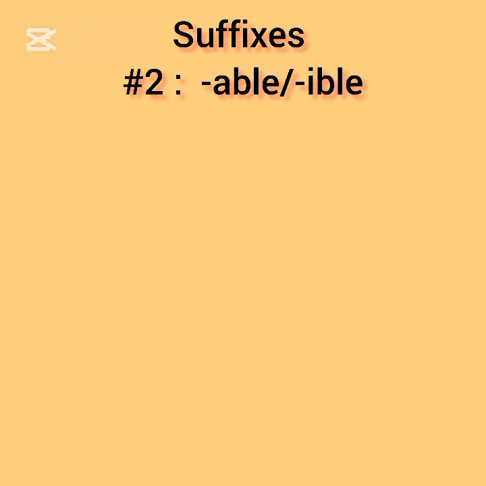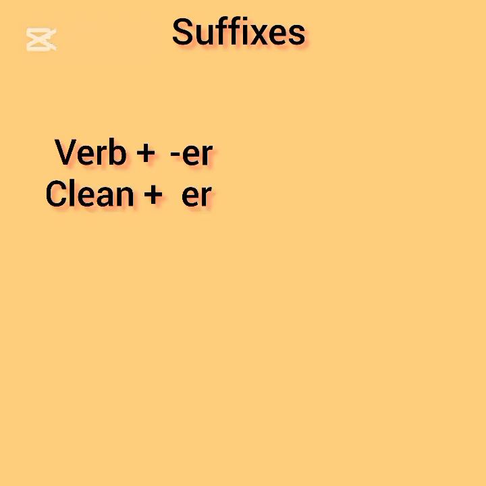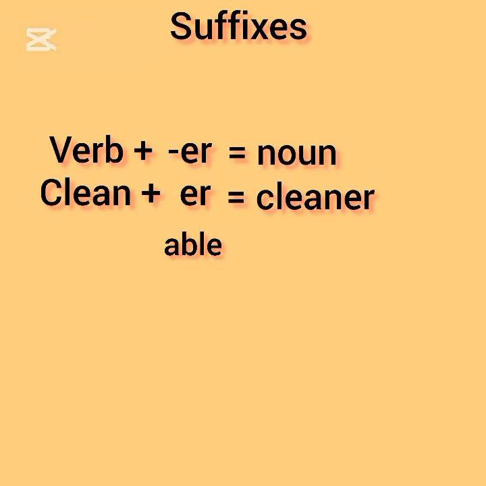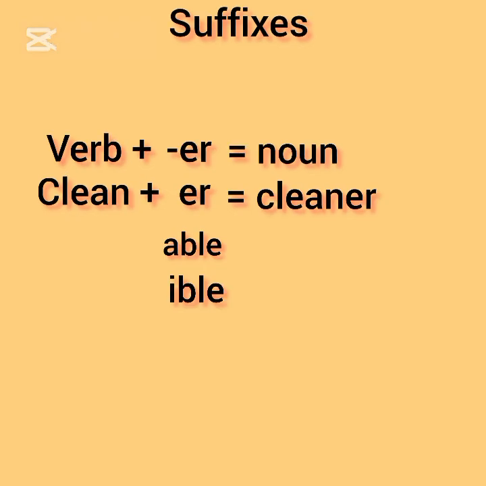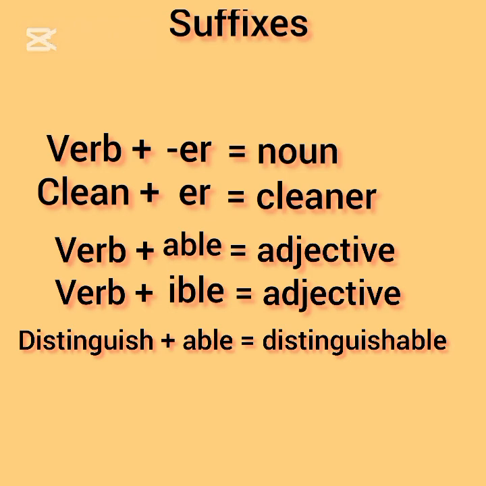Now moving towards our suffix number two, able or ible. The suffixes able and ible mean capable of or able to be. They are added to verbs to form adjectives describing something that can be done or experienced. Earlier, we discussed that adding the suffix er to a verb helps us to make a noun. Now, contrary to that, adding the suffix able or ible to a verb converts it into an adjective.